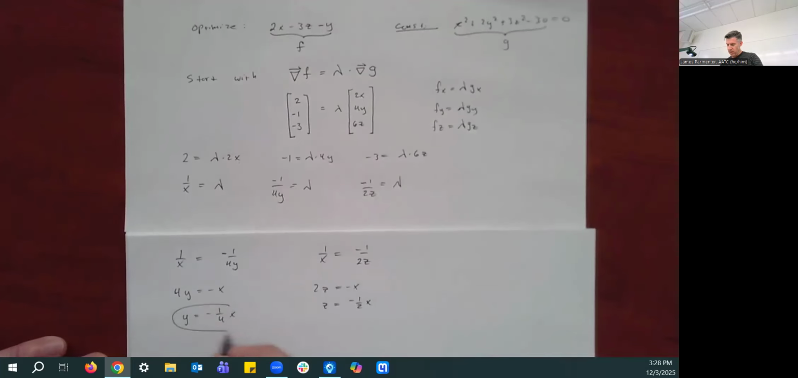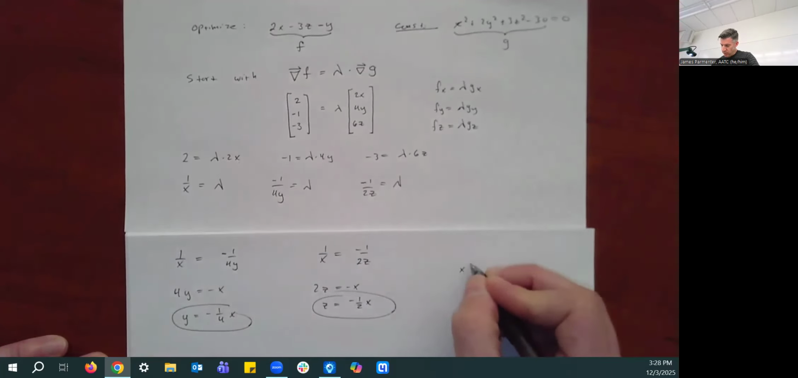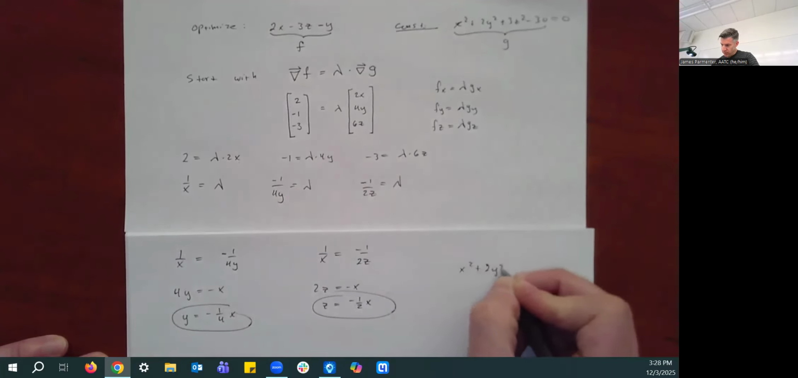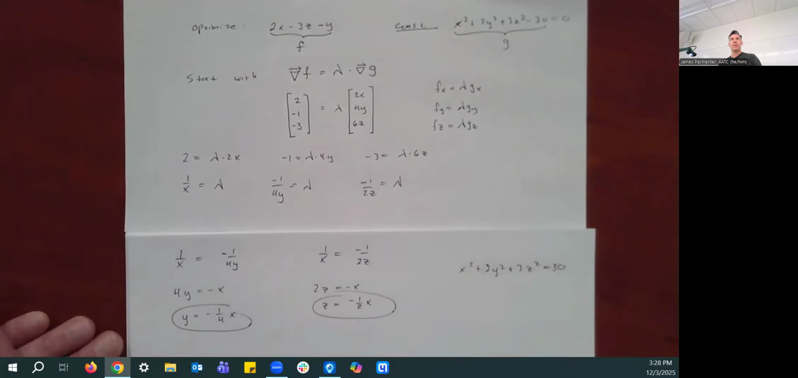And then you take those things and you go back to your constraint, which is x squared plus 2y squared plus 3z squared minus 30 equal to 0, and you plug in what z and y are equal to.